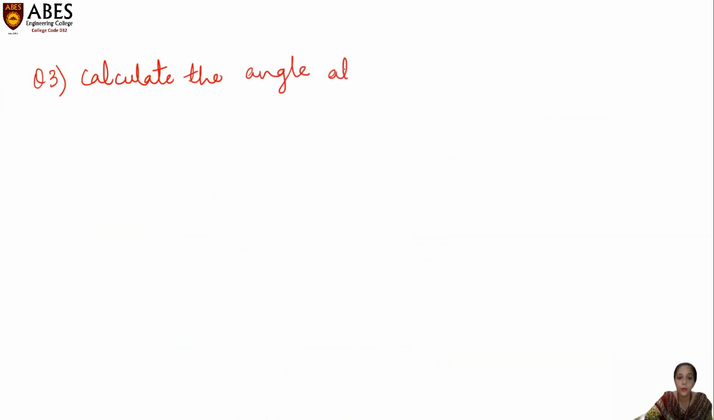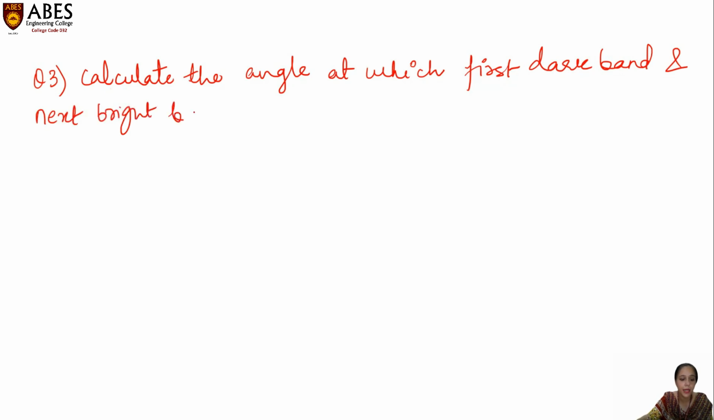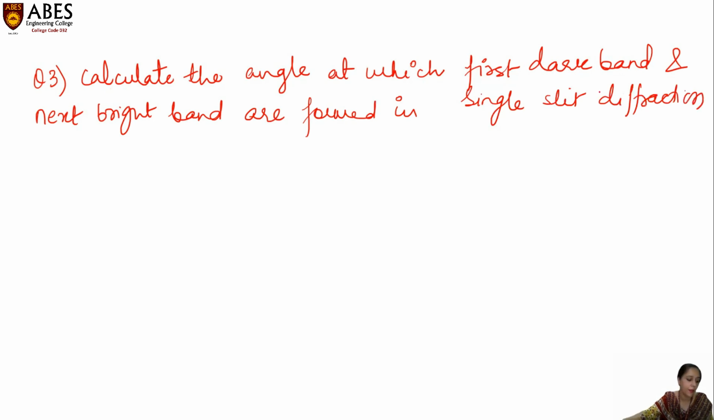Now coming to the next question, question number 3. Calculate the angle at which first dark band and next bright band are formed in single slit diffraction having slit width, that is a here, is 0.3 mm.